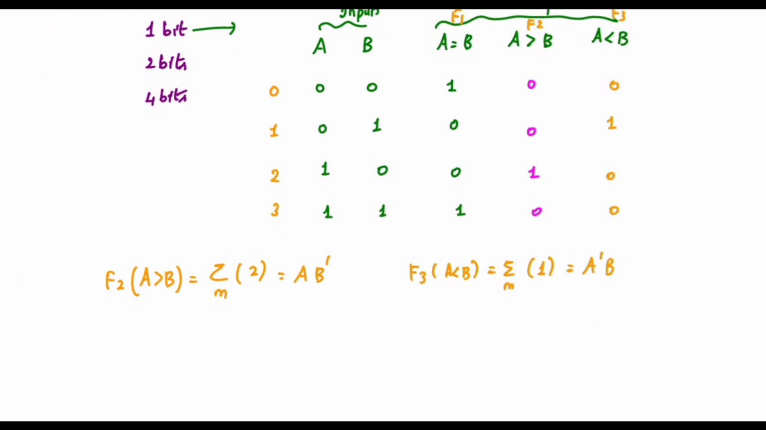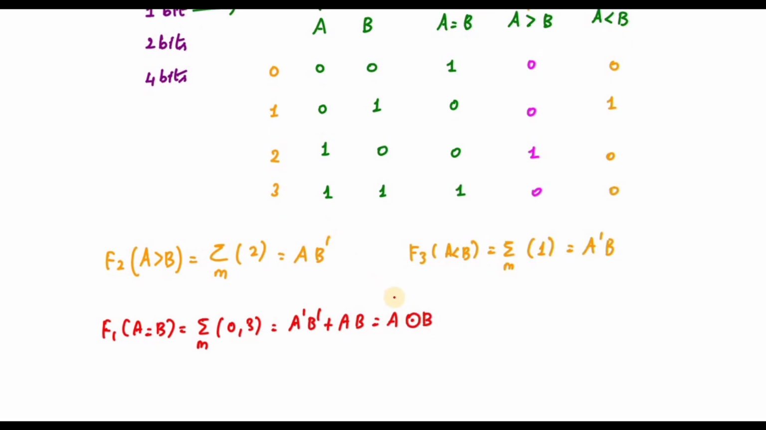Similarly for F1, what is F1? F1 is A equal to B, that is equal to summation m. For what values of input is it 1? 0 and 3. So how to represent 0? A bar B bar, plus 3 is AB. So the formula for this one is A XNOR B. So this represents the XNOR gate.